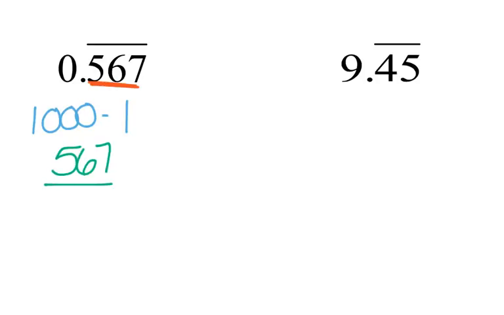Step 1, isolate the repeating digits. All three of those digits are repeating, 567, okay? Then I need to read it out loud, 567 thousandths. So I take 1,000 and I subtract 1, that's step number 2. Now I'm going to write the fraction, 567 over 1,000. Oops, sorry, look at that. See, Mrs. Hall did it wrong. Even though I followed my steps, over 999.